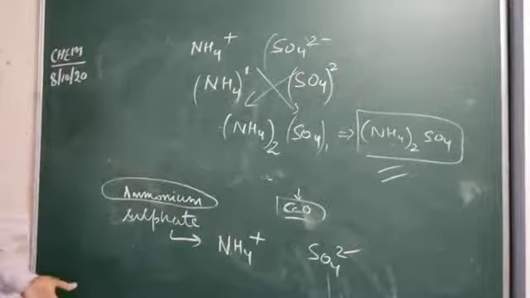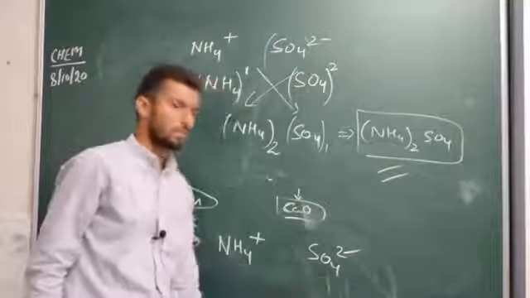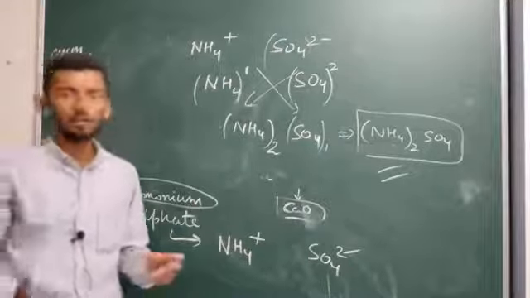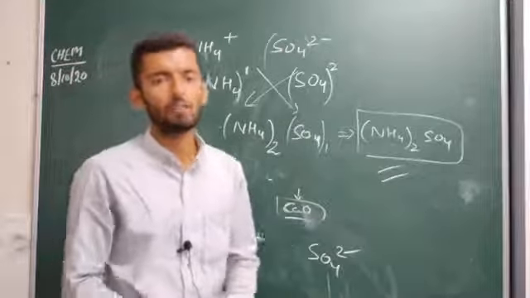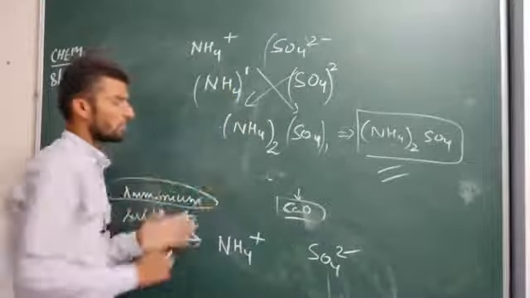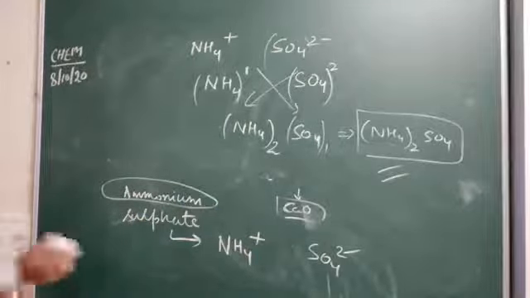First of all, what do you need to know? You need to know the formula for the sulfate radical, the formula for the ammonium radical, different radicals, their names and their formulas. After that only will you be able to derive all these formulas. Clear to all? Okay.